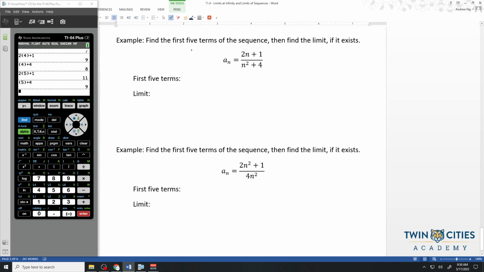Okay, the next one. Find the first 5 terms of the sequence, then find the limit if it exists. Let's clear this. So the first term would be 2 times 1 plus 1 over 2 squared, then plus 4. So the first term would be 3 over 8.